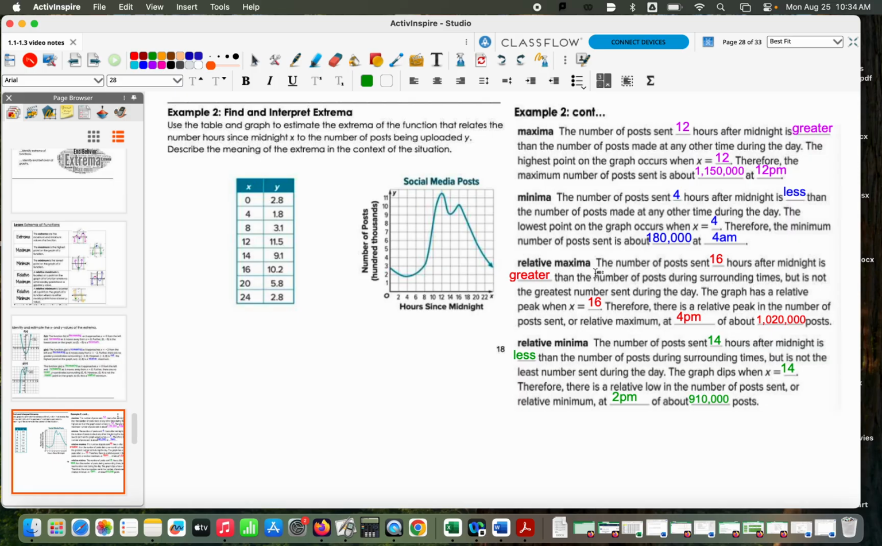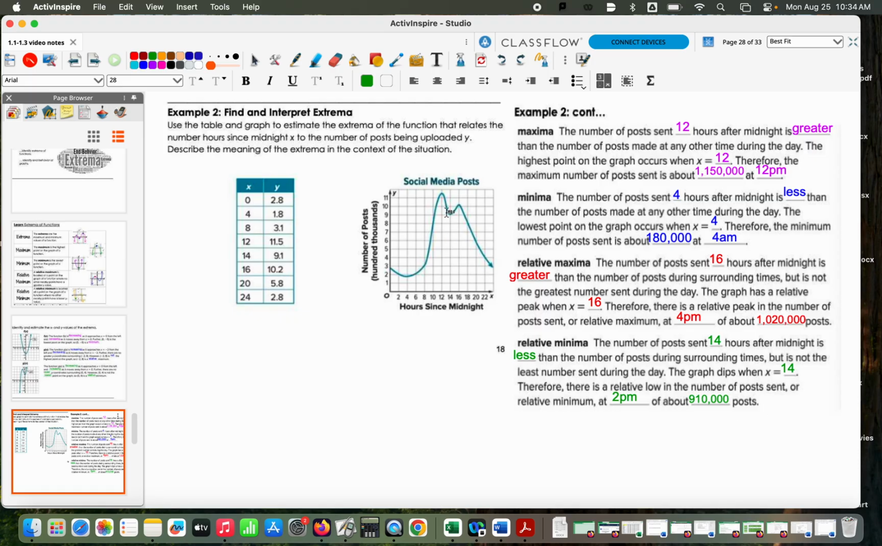Is there a relative maximum? Yes. Over here, there's a high point, but it's not the highest point. It looks like that occurs about 16 hours after midnight. It's greater than the other points nearby, the surrounding times. So it's a relative peak when x is 16, which would be 16 hours after midnight, which would be 4 p.m. If we look at our data, 16 was at 10.2, so multiply by 100,000, so 1,020,000 posts.